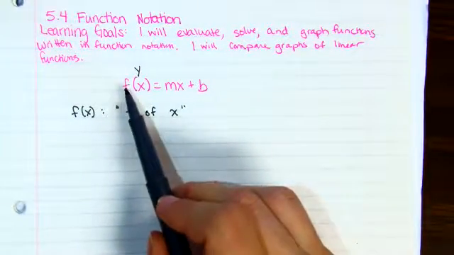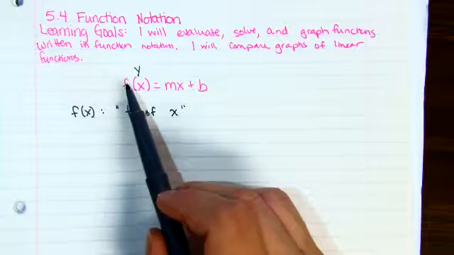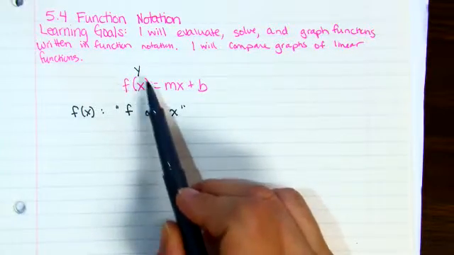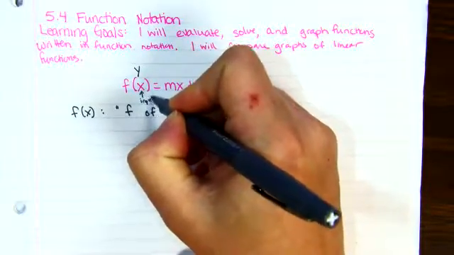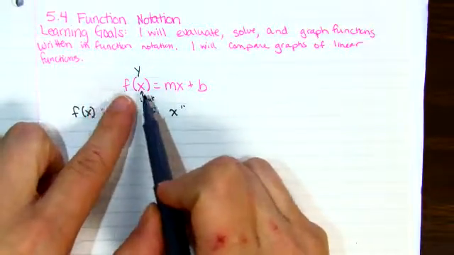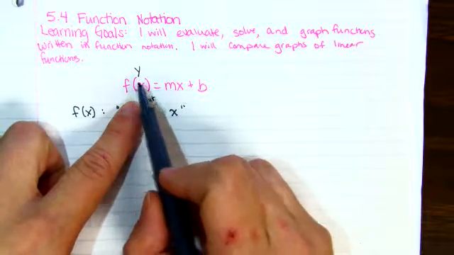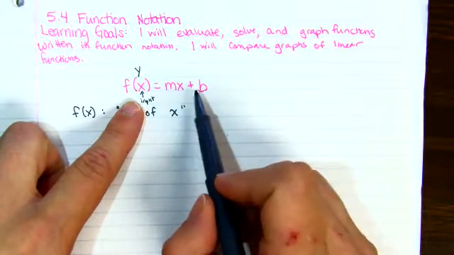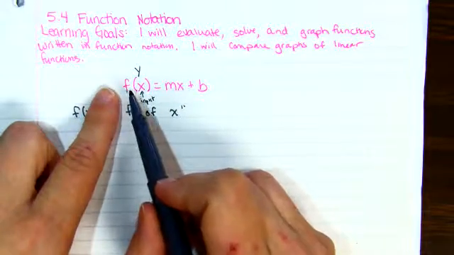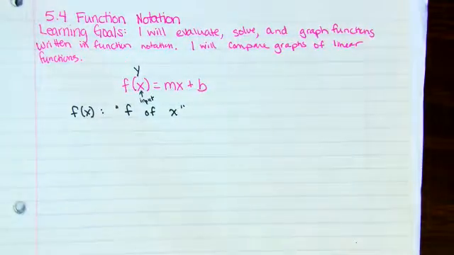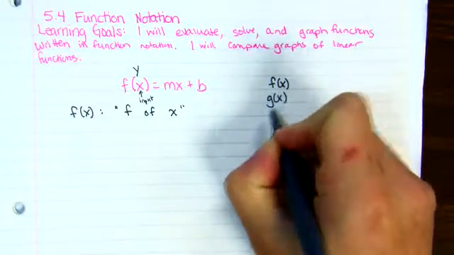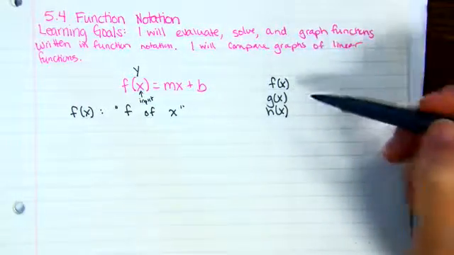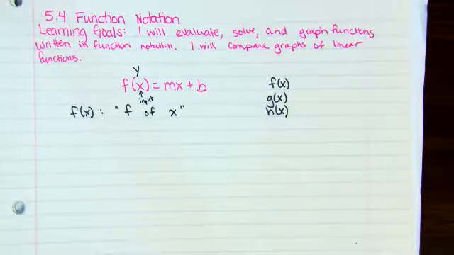So this is not saying f times x. Instead, f is standing for our function, and what's in parentheses is our input. So this is saying, with my function, when I put in x, I'm going to get out m times x plus b. We don't always have to use f of x. If we're talking about multiple functions, we might call one f of x, we might call one g of x, we might call one h of x. So that would be showing three different functions, but these all have the same input of x.